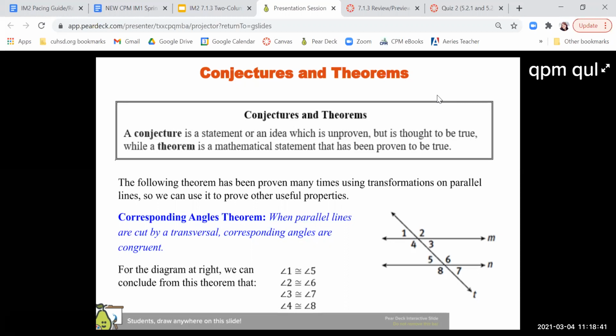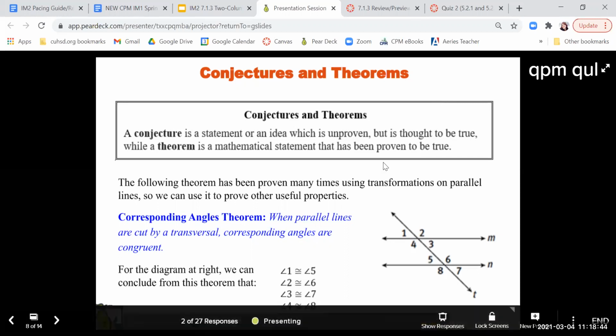But we're learning how to do proofs. So there are plenty of conjectures out there that haven't been proved yet. They're just usually at a different level of mathematics. So the following theorem has been proven many times using transformations on parallel lines. So we can use it to prove other useful properties.